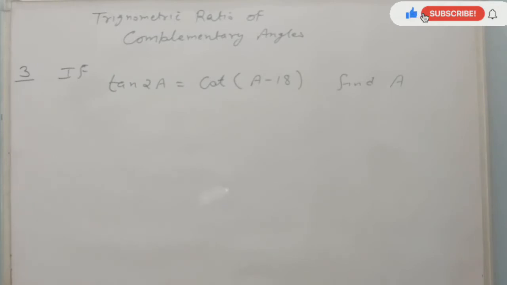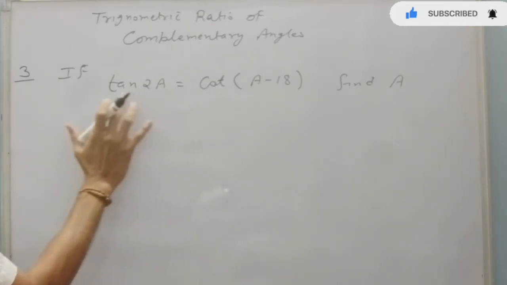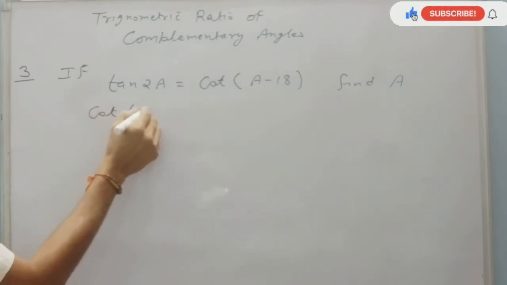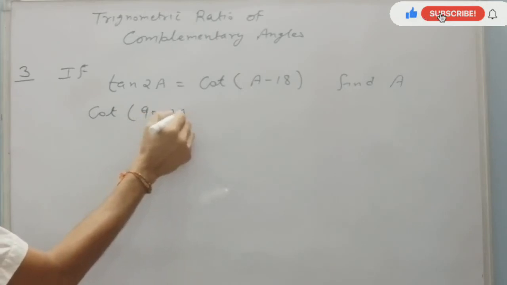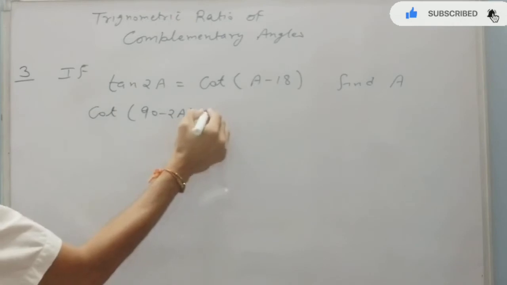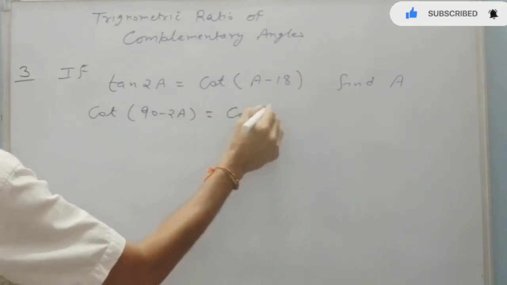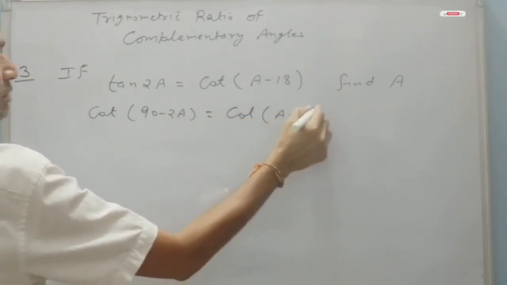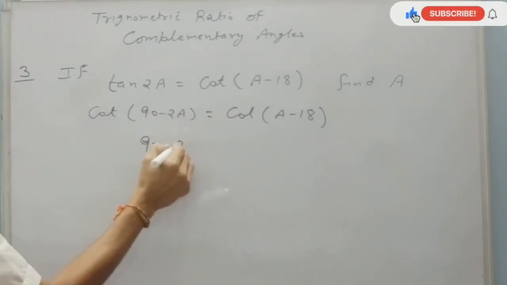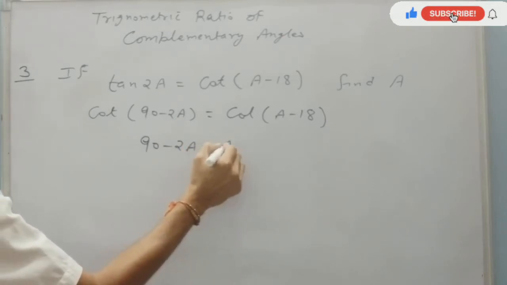Now here is the third question. It is given that tan 2A is equal to cot A minus 18. Find the value of A. Because here is the cot, I can change it also into cot. I can write it as cot of 90 minus 2A. As you know, when I use the formula, it will become tan 2A is equal to cot of A minus 18. Cot and cot cancel out. It will be 90 minus 2A equals A minus 18.